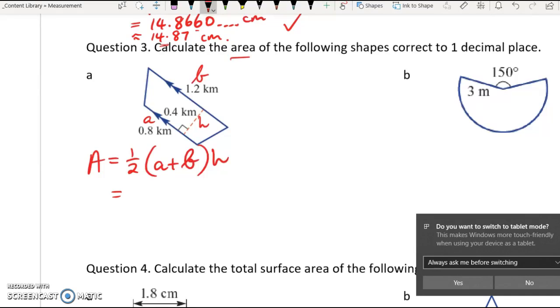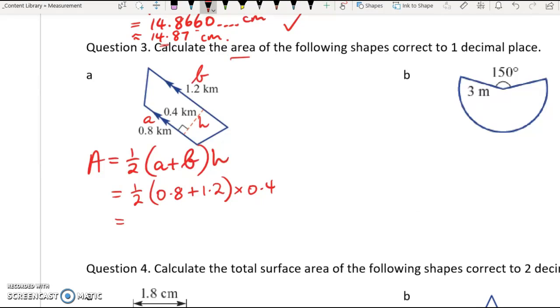So this is just simply a matter of substituting into that formula. A half times, or just half the brackets, which we know means times by, 0.8 plus b, which is 1.2, multiplied by the height, which is 0.4. Put it on the calculator: 0.5 multiplied by, in brackets, 0.8 plus 1.2, close brackets, times 0.4 is 0.4. Now, it's an area, and our units are kilometres, so it will be in square kilometres. And it's already in one decimal place, so we're done.